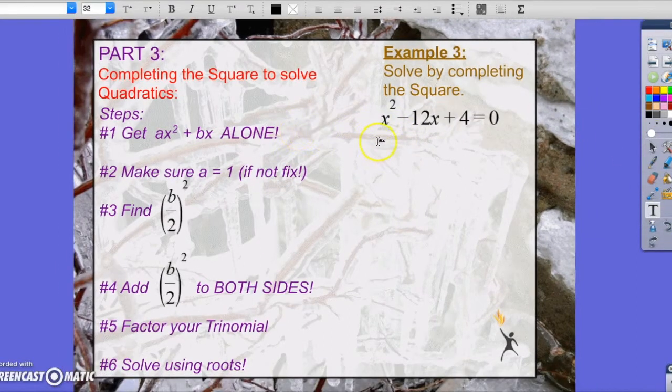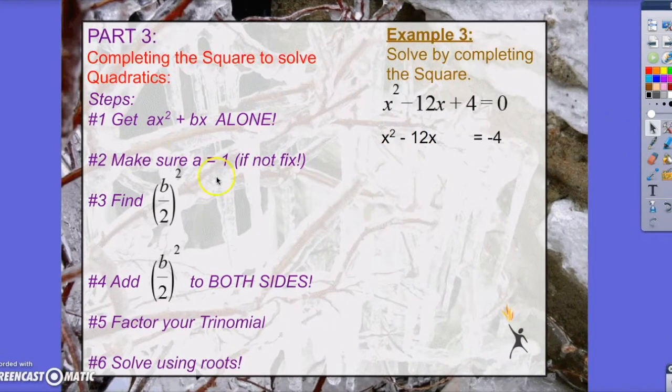I actually might try and type this one out so it looks a little bit nicer here. So we have x squared minus 12x, and I'm going to take the 4 over as a -4. So you want ax squared plus bx alone. All right. Step 2, make sure a is 1. Where's my a? It's for the x squared. It is 1, so I don't have to deal with it.